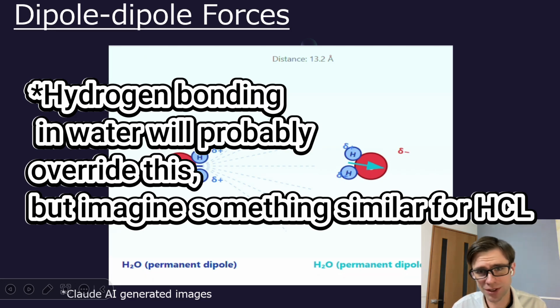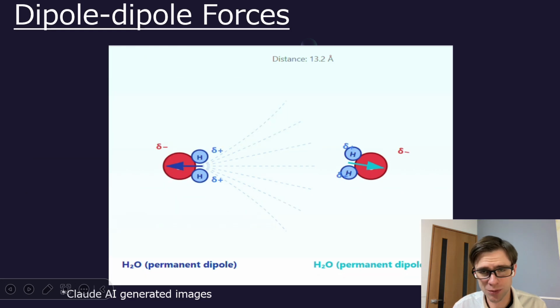Okay, I don't really have much more else to say about that other than this can happen much more easily because all the molecules have permanent dipoles and they're a fair bit stronger than London forces as long as the molecules are still fairly small that we're talking about.